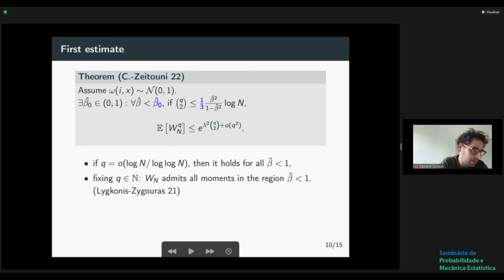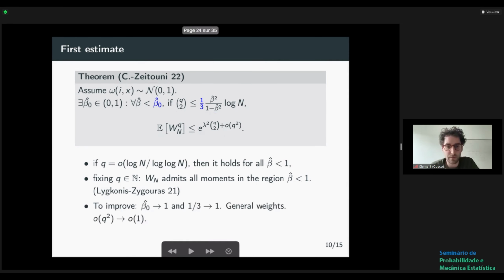And actually, it was also proven by Liconis and Zygouras, but they didn't obtain any estimate on how the moment should grow with q, which is really what we need for comparison to Gaussian. That's one problem, but also I think taking q to infinity is another problem, especially one of the difficulties in pushing this up to some optimal q. And let me tell you what we believe should be the optimal q.